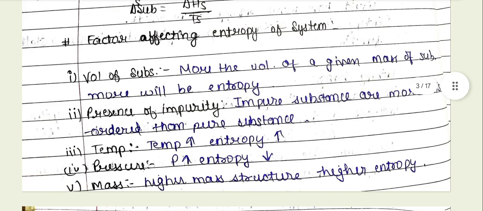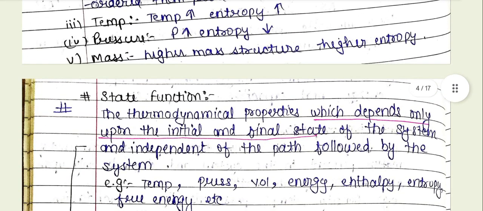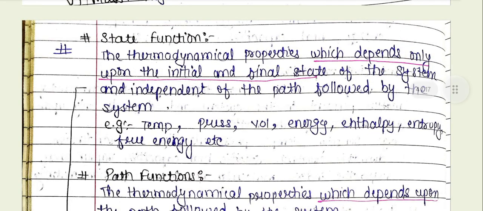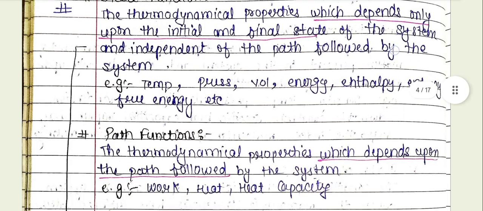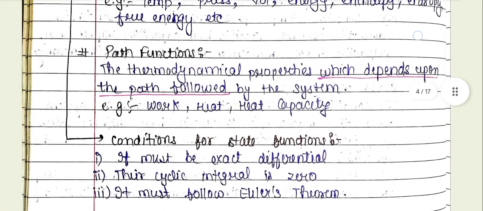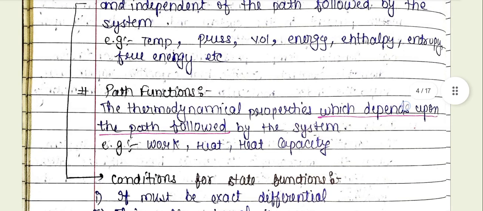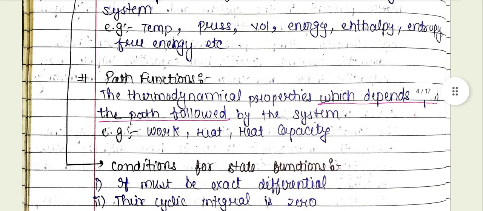Factors affecting entropy of system: volume of substance, presence of impurity, temperature, pressure and mass. State function. The thermodynamic property which depends only upon the initial and the final state of the system and is independent of the path followed by the system. For example, temperature, pressure, volume, energy, enthalpy, entropy, free energy, etc. Path functions. The thermodynamic property which depends upon the path followed by the system. For example, work, heat.